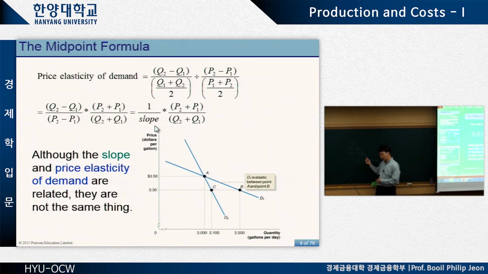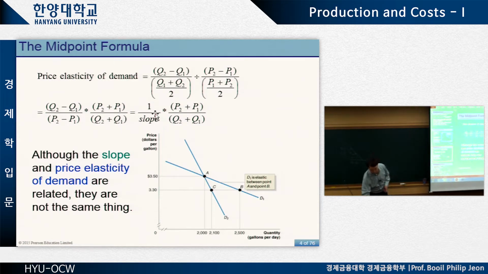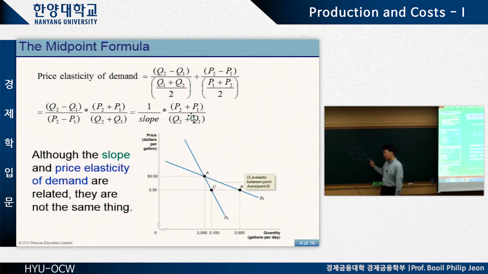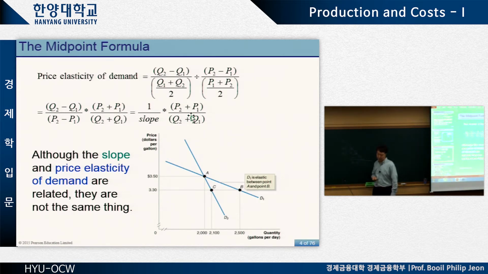So when you calculate the elasticity, the first part is the same. Only the second part will be different, and the second part will be different at different points on a straight line demand curve. In other words, on a straight line demand curve, elasticities will be all different at different points on the demand curve.